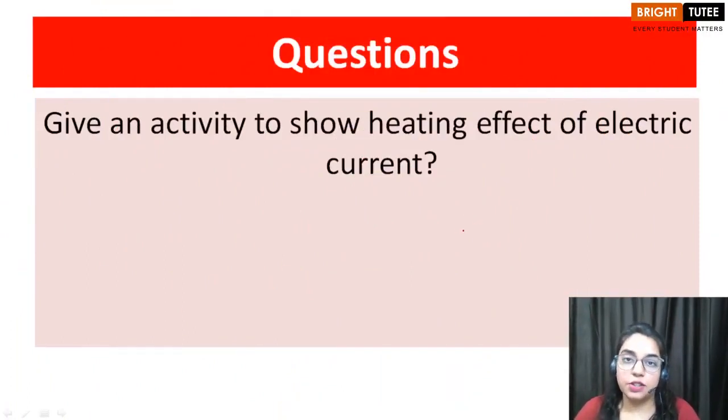So in this session, children, we are going to discuss a few questions and answers from the topics that we have covered so far. The first question is: give an activity to show the heating effect of electric current.